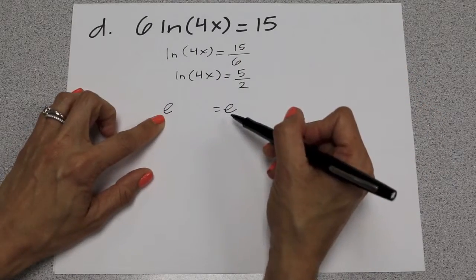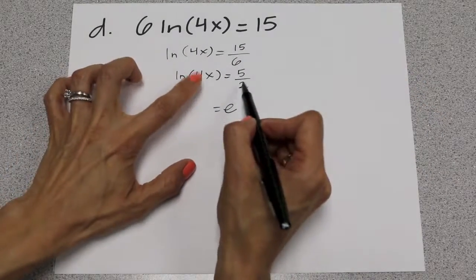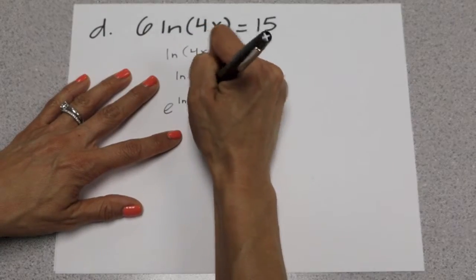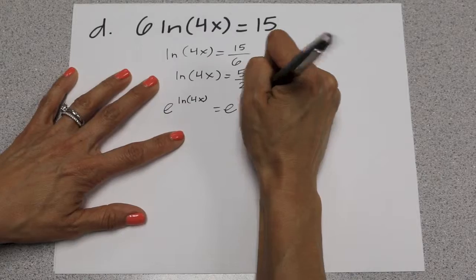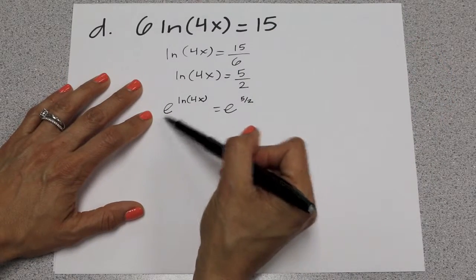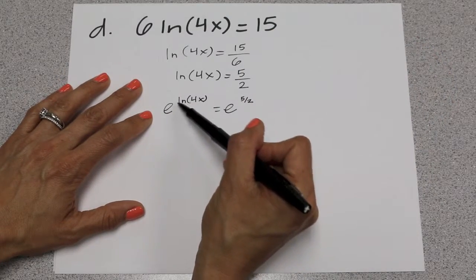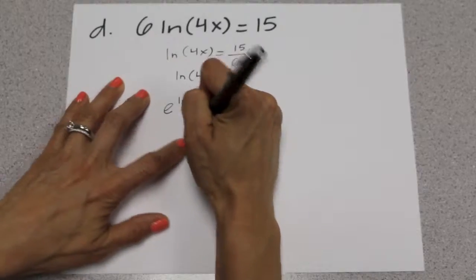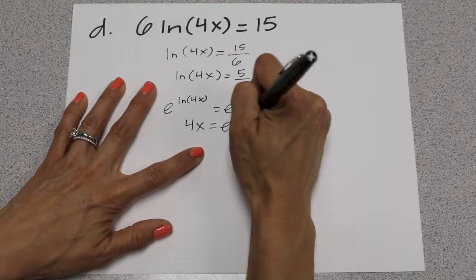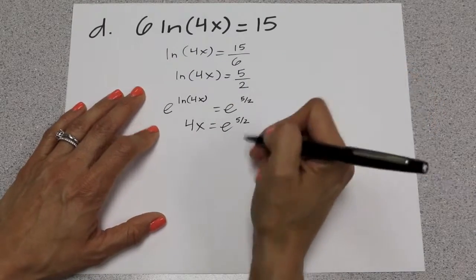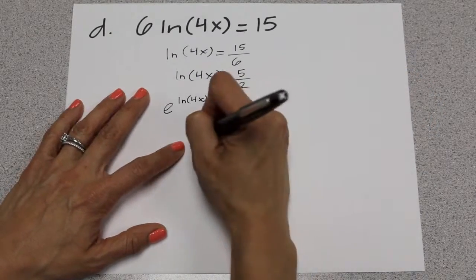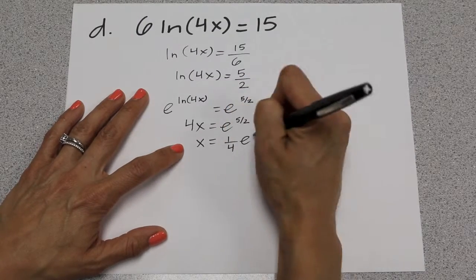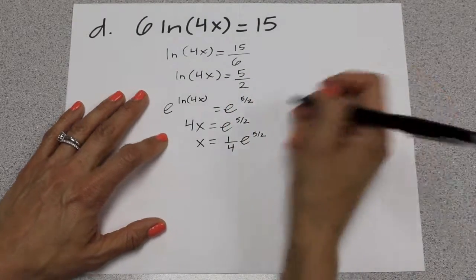So you do e on both sides, and then you raise both sides of the equation into the exponent. So ln of 4x and 5 halves. All right, e to the ln. Because ln is really log base e, they're going to undo each other, and you just have 4x equals e to the 5 halves. And very last step, divide out the 4. So I'm going to write it right there. 1/4 e to the 5 halves.